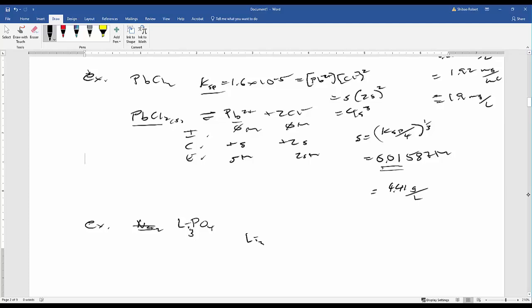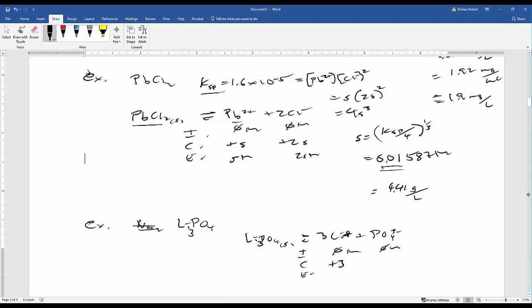And so when we look at lithium phosphate, the solid is going to be in equilibrium with its saturated solution, which is going to consist of 3 lithium plus ions plus a phosphate here. And so we set up the ICE table again, and we end up resetting this so that nothing has dissolved.